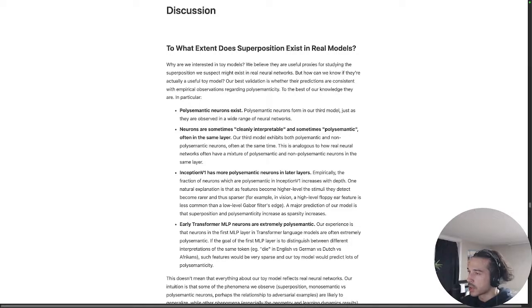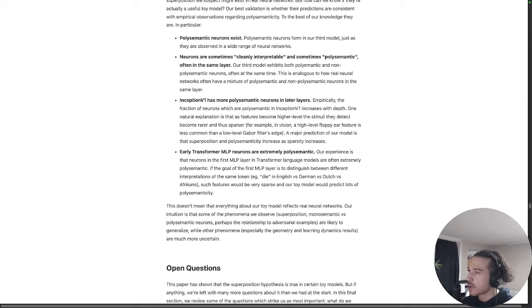In particular, polysemantic neurons exist. Polysemantic neurons form in our third model, just as they are observed in a wide range of neural networks. Neurons are sometimes cleanly interpretable and sometimes polysemantic, often in the same layer. Our third model exhibits both polysemantic and non-polysemantic neurons, often at the same time. This is analogous to how real neural networks often have a mixture of polysemantic and non-polysemantic neurons in the same layer. Inception V1 has more polysemantic neurons in later layers.